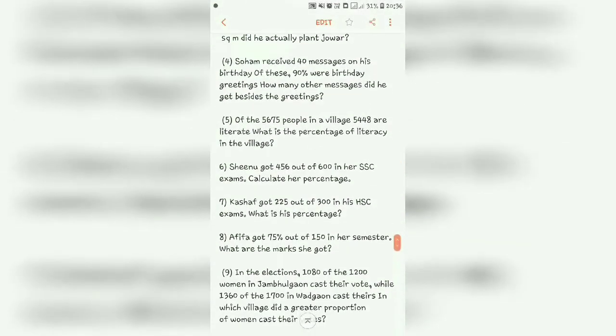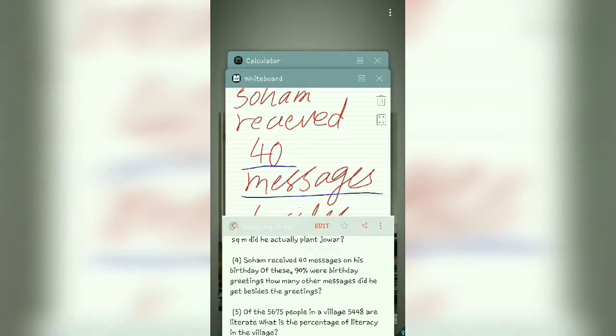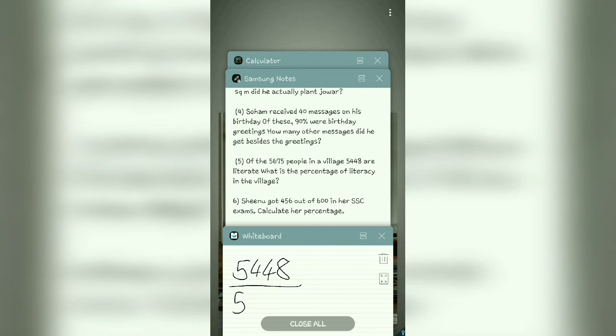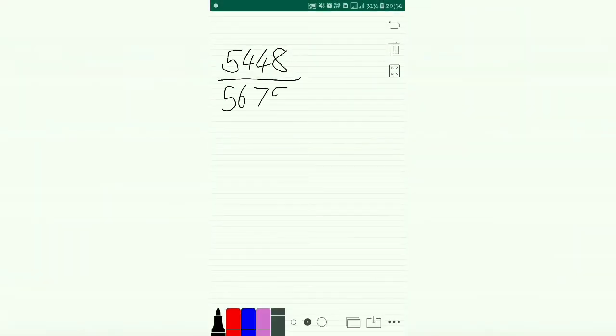The next question is, out of 5675 people in a village, 5448 are literate. Literate means educated. What is the percentage of literacy in the village? Now I will do the sum directly. We have got 5448 upon 5675 into 100 is equal to percentage.